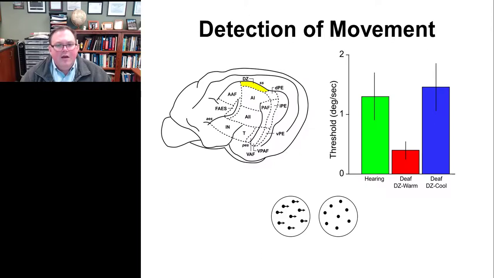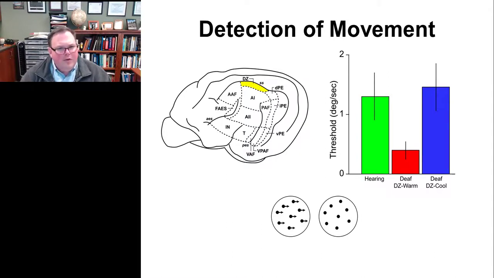Once again, performance of the hearing animals is shown in the green bar, and performance in the deaf animals is shown in the height of the red bar. And the height of the blue bar shows performance of the deaf animals while the dorsal zone was bilaterally deactivated. So what you can see is that the advantage of the deaf animals went away while the dorsal zone is bilaterally deactivated, and performance is now no different from that of the hearing animals.